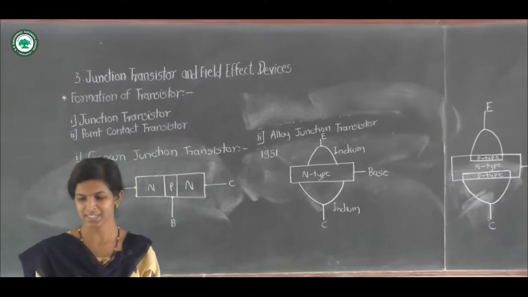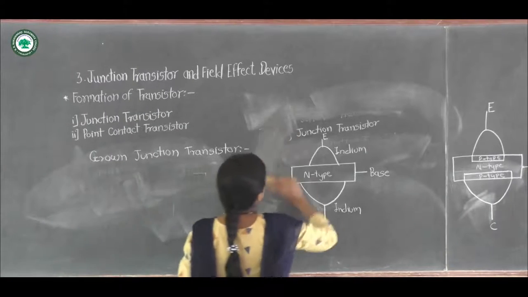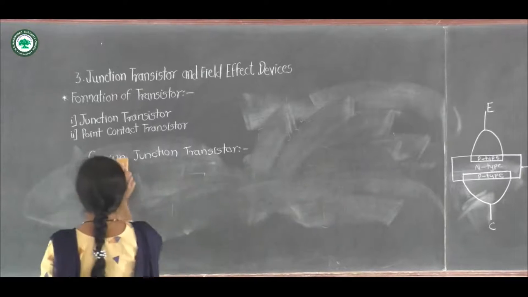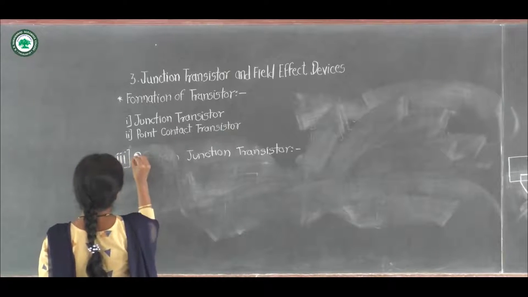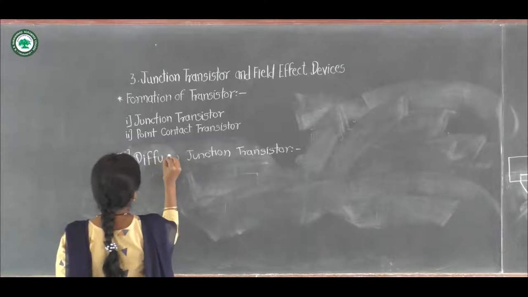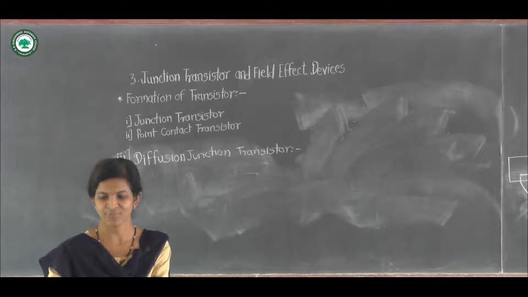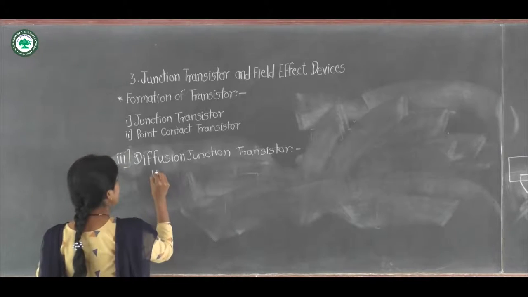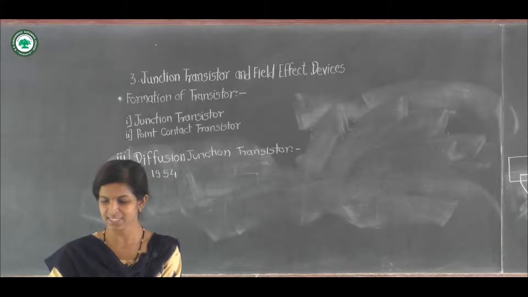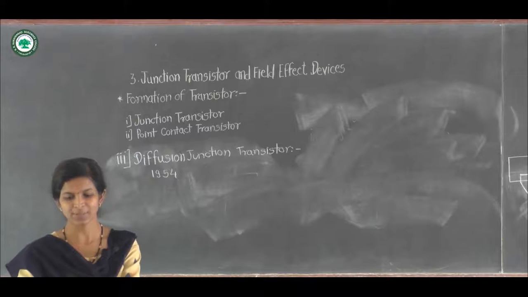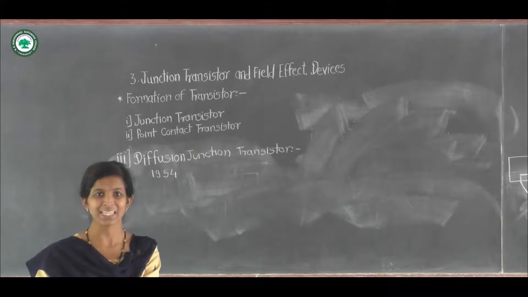We will see the next one, that is diffusion junction transistor, the third type. This type of transistor was fabricated in 1954. The diffusion junction transistor is formed when an n-type silicon wafer, which is called substrate, is exposed to p-type and n-type gaseous impurities.